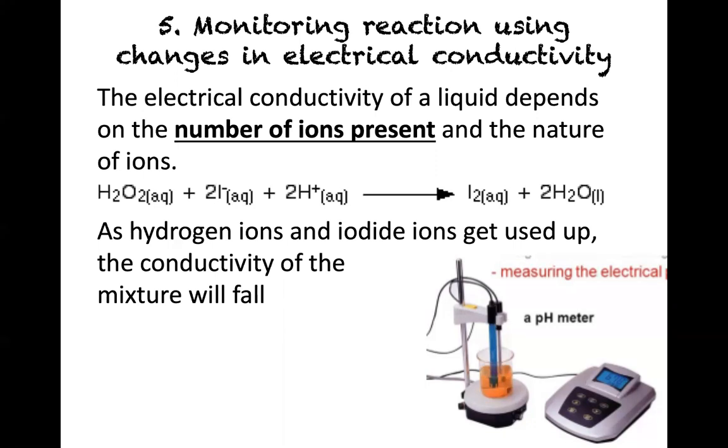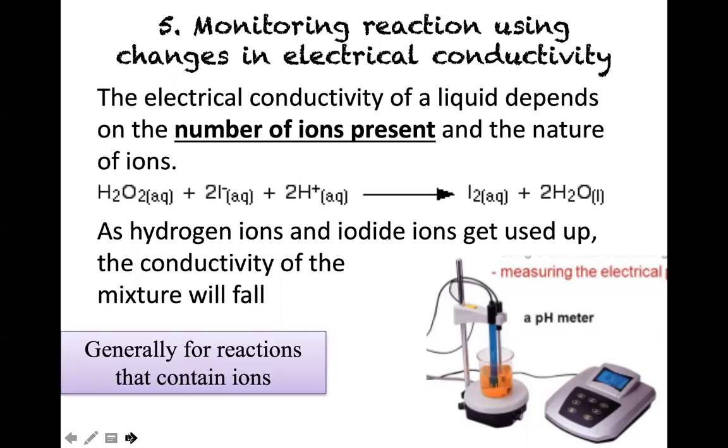Other things that you need to know, maybe record the reading every 2 minutes or every specified time interval. Basically, if you look at this reaction, your ions are in the reactant. That means your ions will be used up over time, so your electrical conductivity should be decreasing over time. If you're producing ions in the product, over time, your conductivity will increase. I hope that's clear.